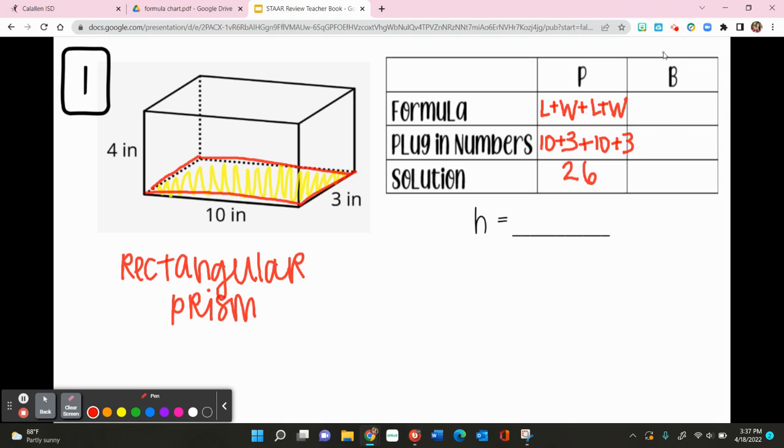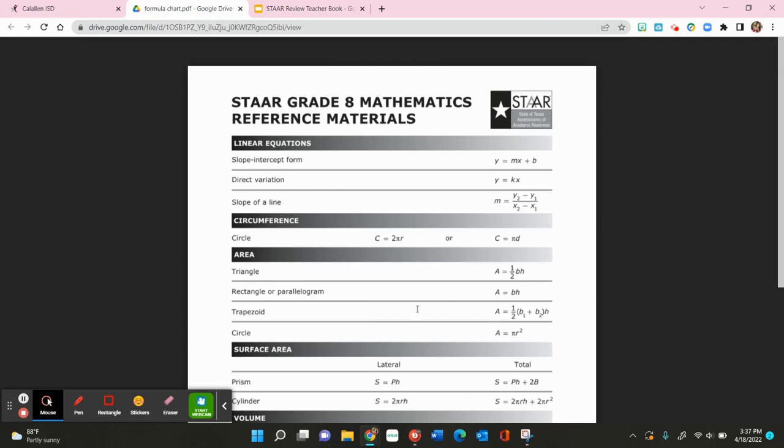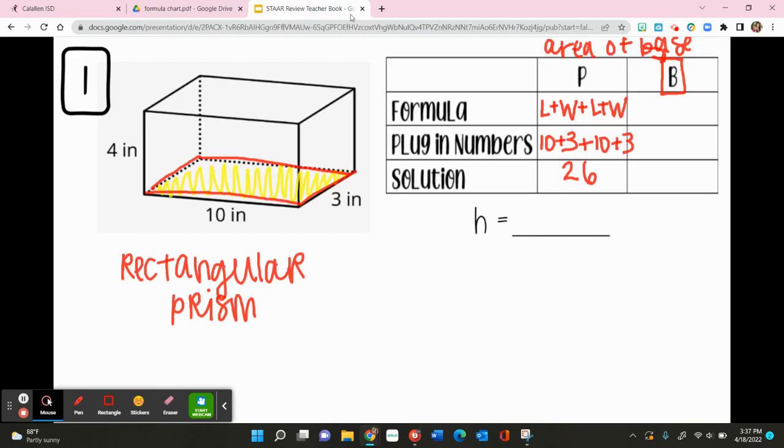Now I have to find big B. Now remember, big B stands for area of our base. So here, my base shape is a rectangle. So I'm going to put a rectangle around B. And the formula for area of a rectangle, if you reference your formula chart, area of a rectangle is base times height. Now, another formula you can use is length times width, which is what I would suggest that you use. Again, this is length times width. So the length of my prism is 10 times the width of my base is 3. And 10 times 3 is 30.